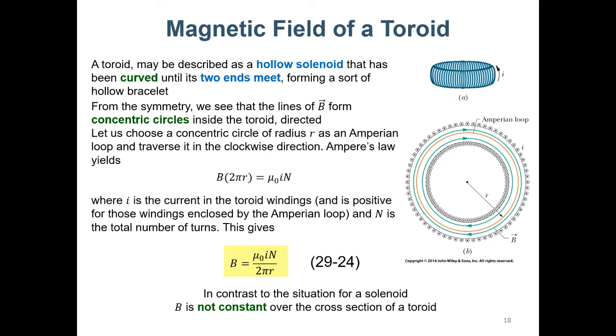So the next case is a toroid. A toroid is somehow like a solenoid, and then you connect the head to the tail. If you see it from the top, it will be somehow like this. So you connect a solenoid from this point to that point. You bend it and then you connect them here. So it's somehow like a toroid.